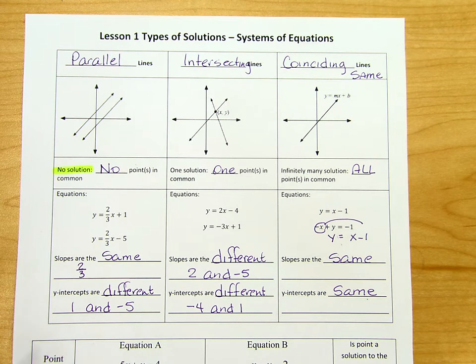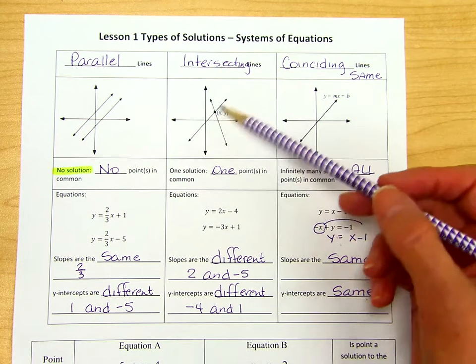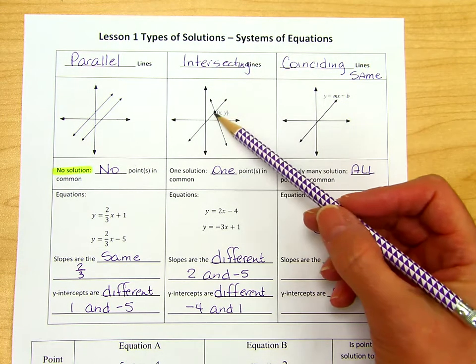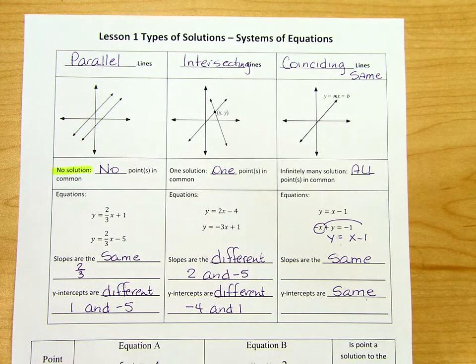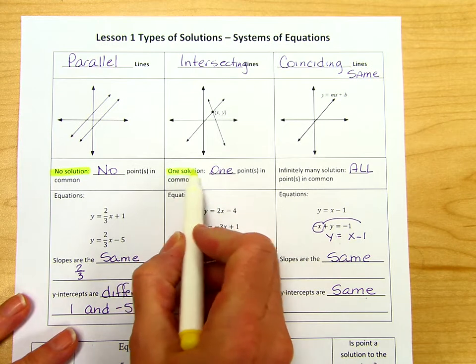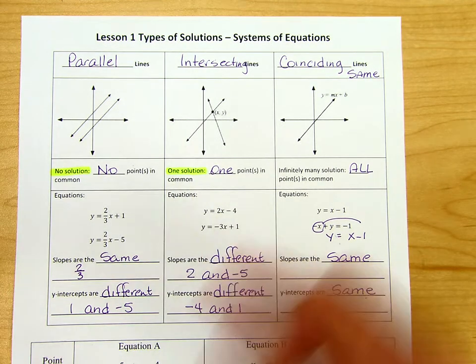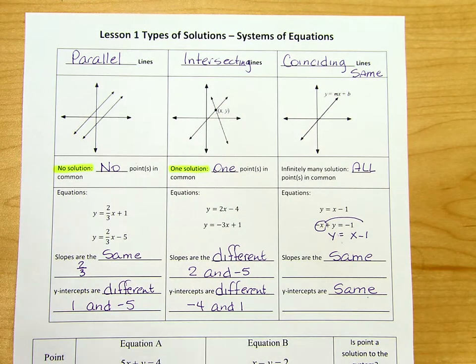The second type is when we have intersecting lines, like these two lines pictured here. They intersect in one point. So they have one point in common. And so this system would have one solution, which would be that particular point.